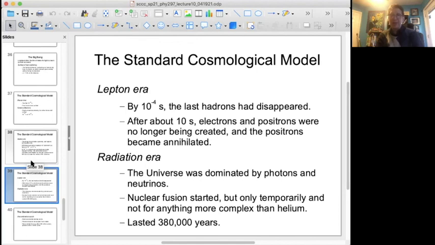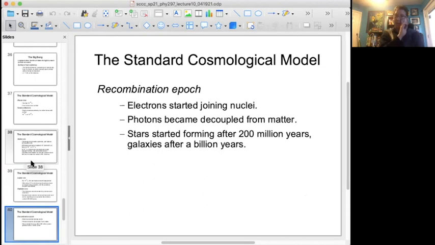And then you go to the radiation era. So the universe was dominated by photons and neutrinos. Nuclear fusion started, but only temporarily, and not for anything more complex than helium. This lasted 380,000 years. So everything up to the radiation era, you're talking tiny fractions of a second. But then the radiation era lasts 380,000 years.